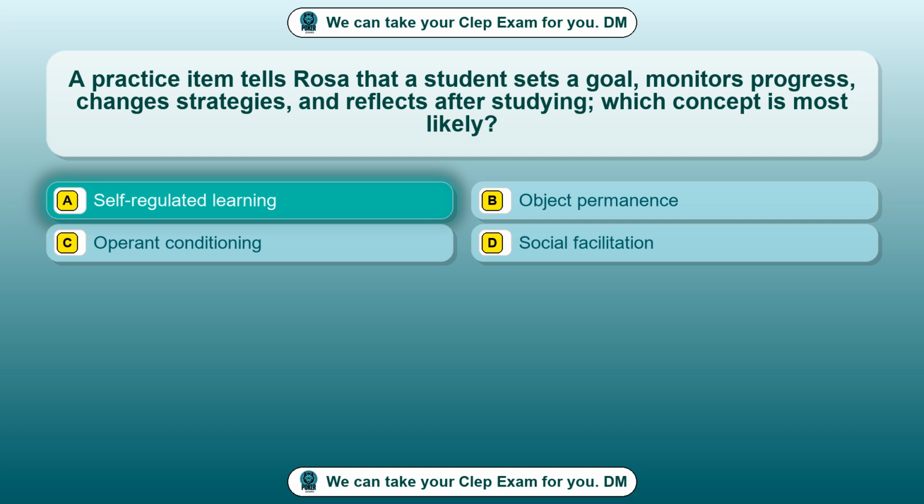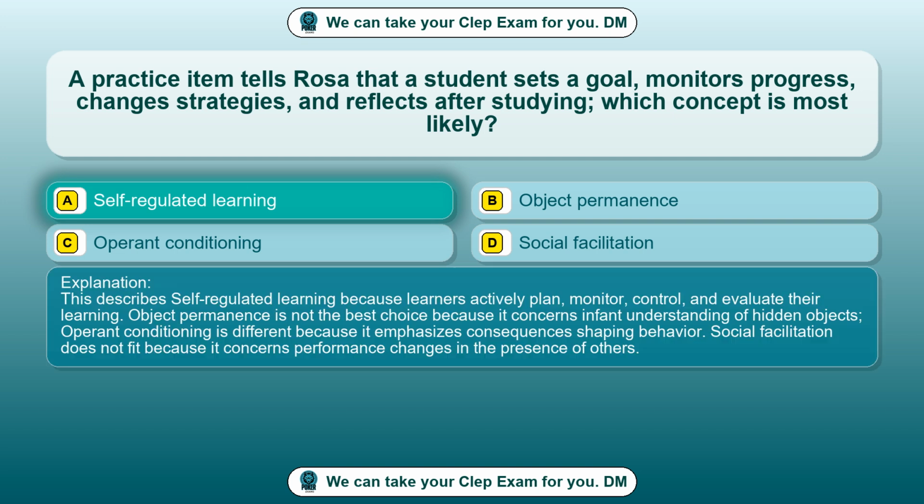Self-regulated learning. This describes self-regulated learning because learners actively plan, monitor, control, and evaluate their learning. Object permanence is not the best choice because it concerns infant understanding of hidden objects. Operant conditioning is different because it emphasizes consequences shaping behavior. Social facilitation does not fit because it concerns performance changes in the presence of others.